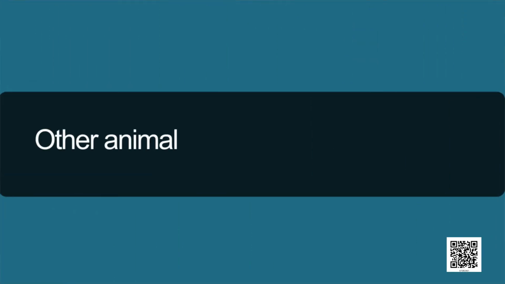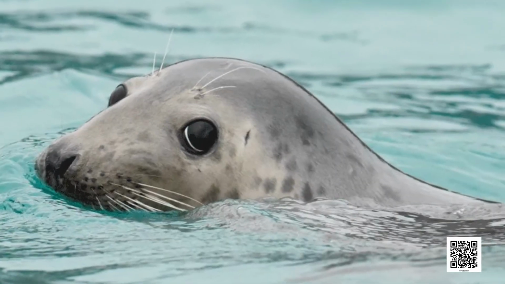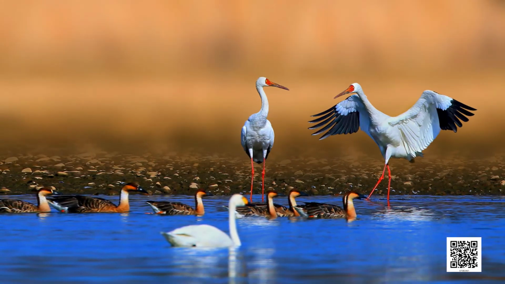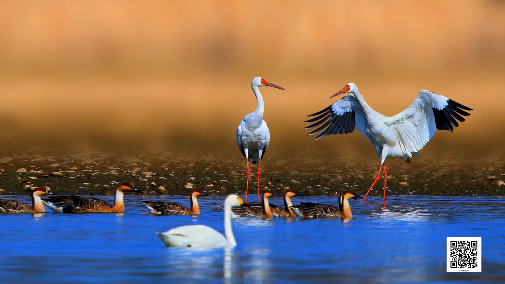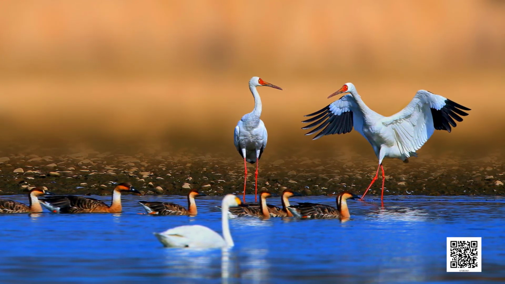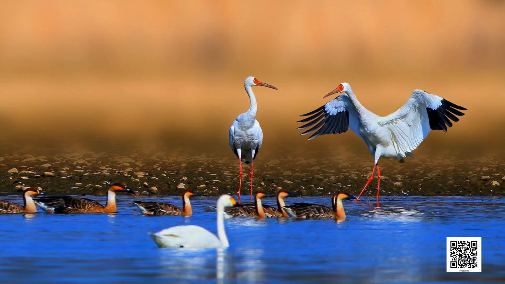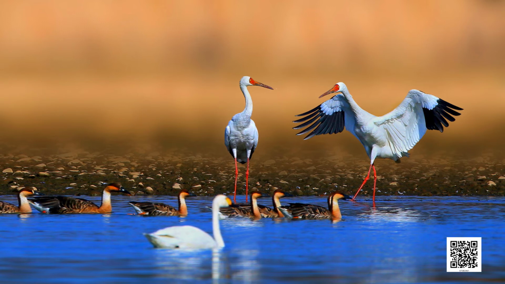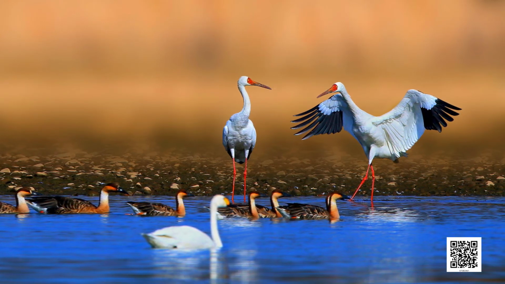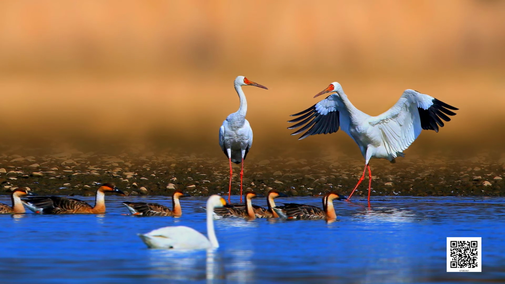Other animals living in the polar regions are many types of fish, musk oxen, reindeers, foxes, seals, whales, and birds. Children, you must have heard about Siberian cranes. They come all the way from Siberia to places like Bharatpur in Rajasthan and Sultanpur in Haryana during winters. They are migratory birds and migrate to warmer regions during winters. They come back home, that is, to their original destinations once the winter is over.